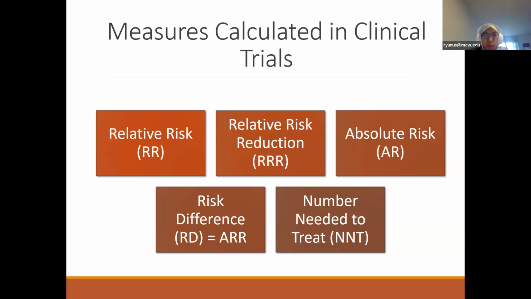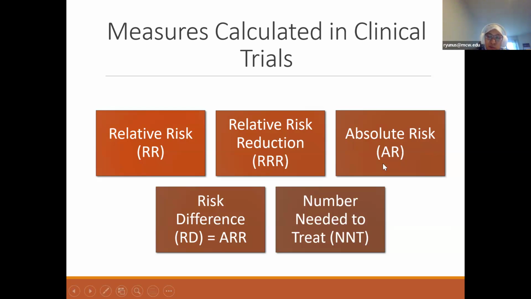This diagram is just showing you the other measures that you can calculate in a typical clinical trial or a typical intervention study, especially RCT. You can still get relative risk. If you remember, we calculated relative risk in the cohort study design. Okay, in an RCT, you can also get relative risk. You can get relative risk reduction. Okay, that's triple R. You can get absolute risk. You can get risk difference and number needed to treat.